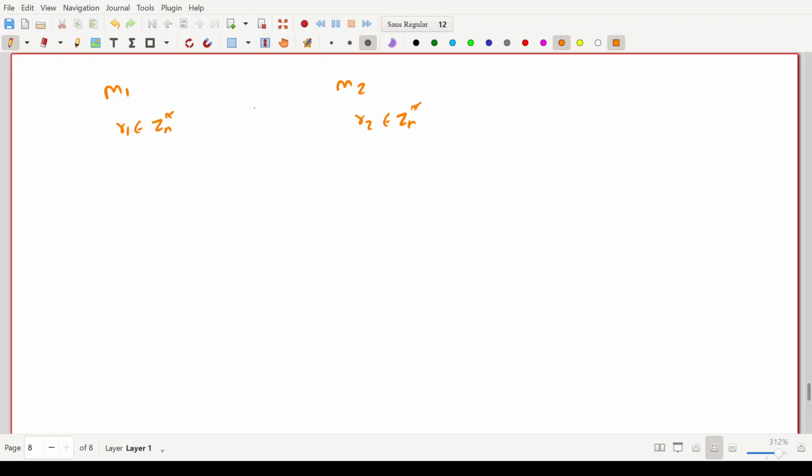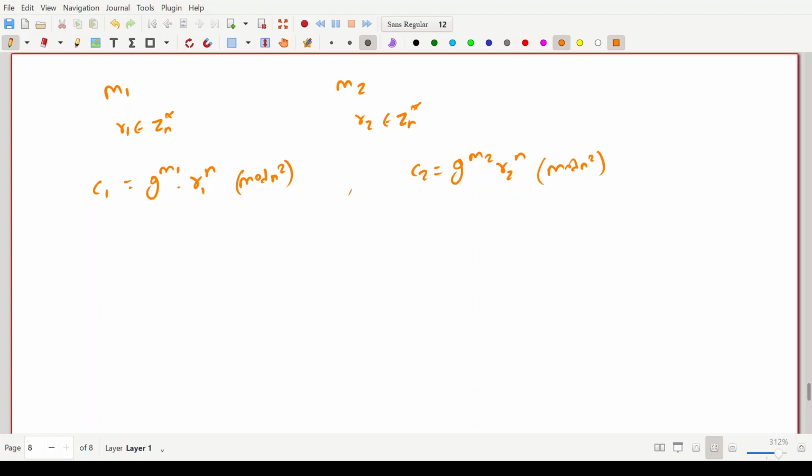Now what is the ciphertext? C1 equal to G raised to M1 times R1 raised to N modulo N square. This is your ciphertext C1, and here your C2 equal to G raised to M2 times R2 raised to N modulo N square. This is what you're having, C1 and C2.